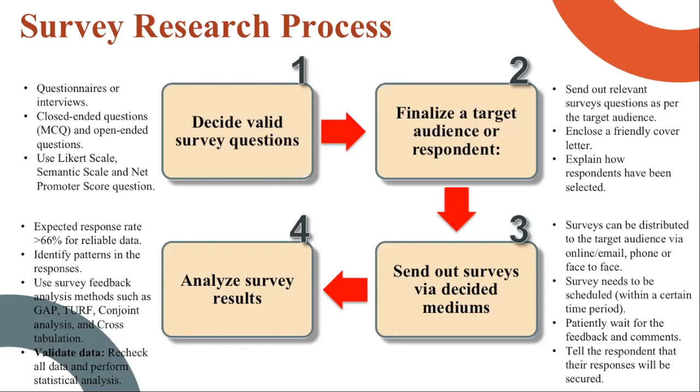And finally, the last step would be to analyze the survey results. So we are expecting a response rate of more than 66% for the data to be reliable. And from there, we can identify the patterns in response. So we can analyze the survey feedback using different methods such as CAP, TURF, conjoint analysis, and also cross-tabulation tools, which can be bought. And then we will need to validate the data by rechecking all of the data that we input into the computer, and then we also need to perform statistical analysis.